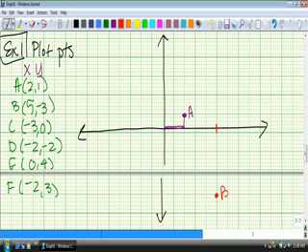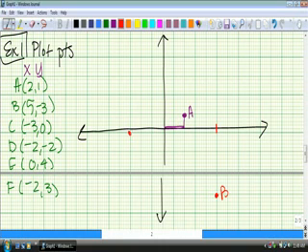Just like you would be writing on a paper. Plot C. Negative 3, so negative 3 is on this side. So 0, 1, 2, 3. And then 0. So go ahead. Okay, and put C. Good. Alright. D.